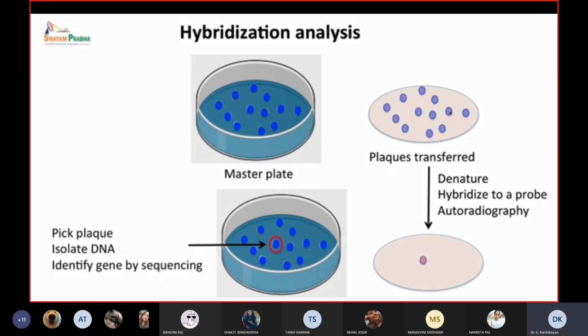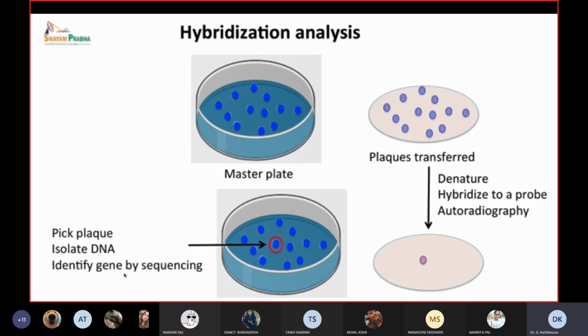Now, instead of plaques, these will represent the E. coli colonies. And so you lyse the bacteria, denature, hybridize to a probe in a similar way that you've done before. And instead of picking a plaque, now you align and pick up the E. coli colony from one of the replica plates that you have created from the master plate, isolate the plasmid DNA and sequence.